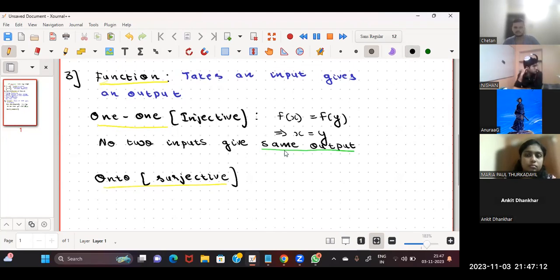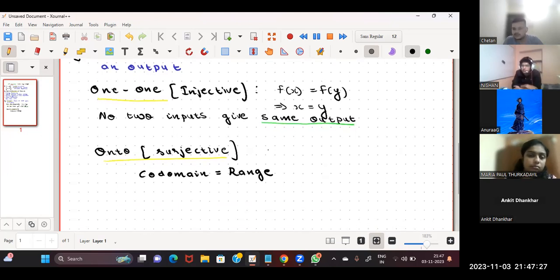Codomain will be equal to range, correct? That's one definition. What can be another definition for onto functions? Quick answers, guys. Every element of B has at least one element of A matching with it. Every element of the function's output is the image of at least one input. That is correct. So every element in your codomain is mapped to some pre-image in the domain. That's the surjective function.